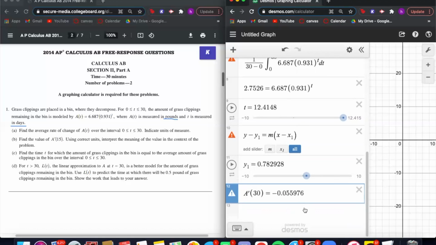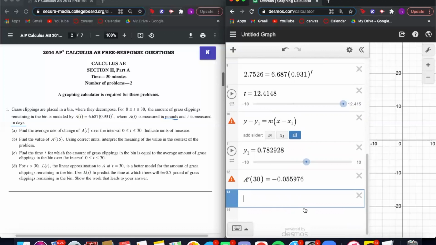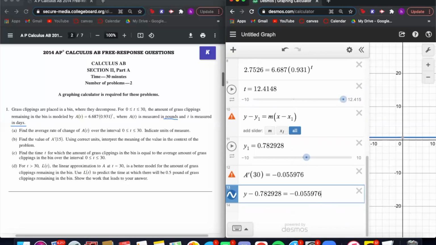So with this, now we can just plug the three variables into the initial formula. When we plug it in, we're going to get y minus 0.782928 is equal to negative 0.055976 times parentheses x minus 30.